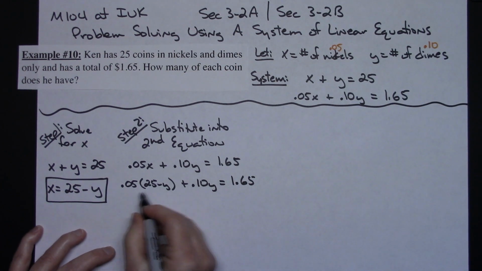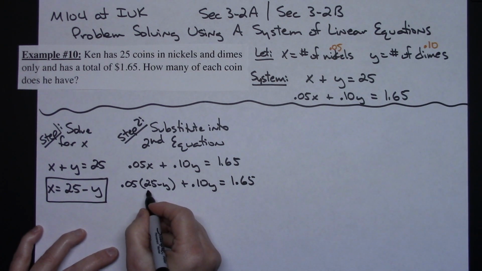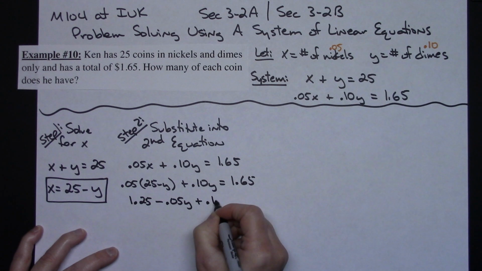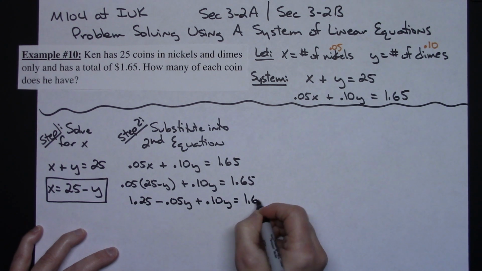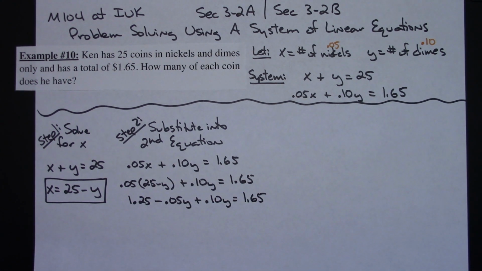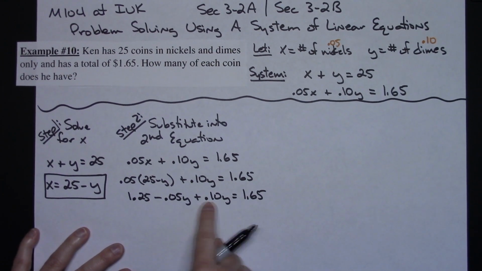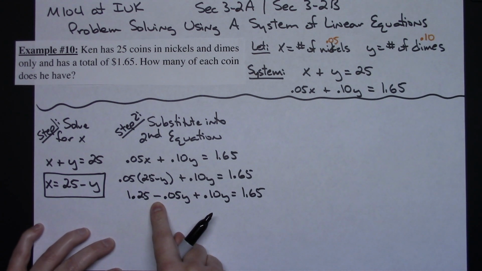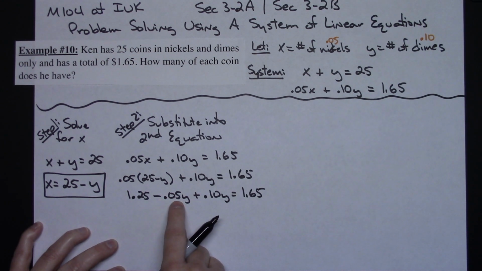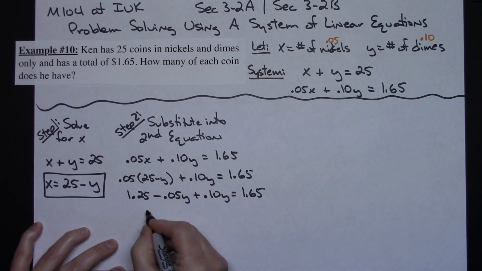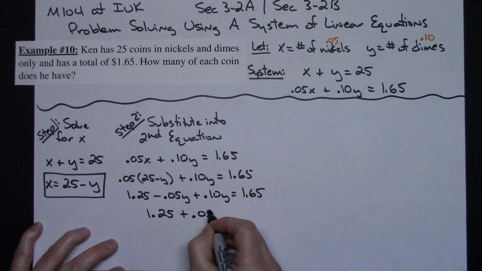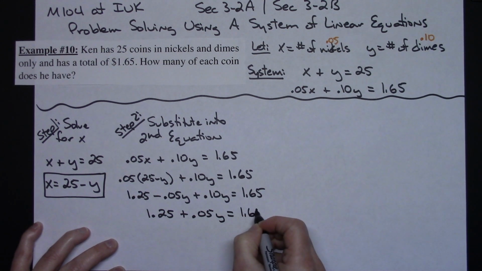Okay, from here on out, it's just a matter of solving that equation with some algebra, distributing property, combining like terms. So working this out, 0.05 times that 25 will give me $1.25 minus 0.05y plus 0.10y is equal to the $1.65. Okay, at this point, combine some like terms. This is usually where the mistake occurs because people drop that negative in front. You've got to remember it's a negative 0.05 plus 0.10. Alright, so 1.25 plus 0.05y is equal to that $1.65.